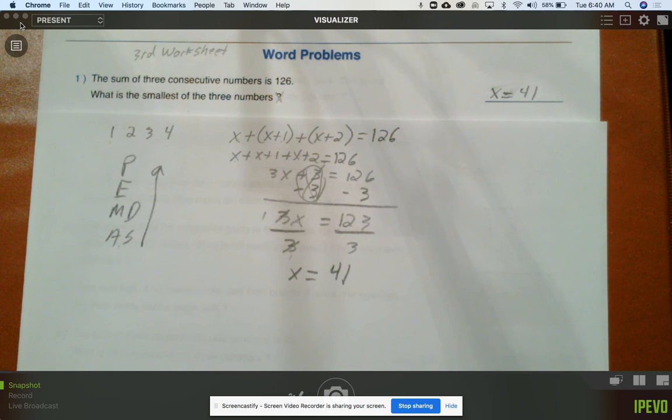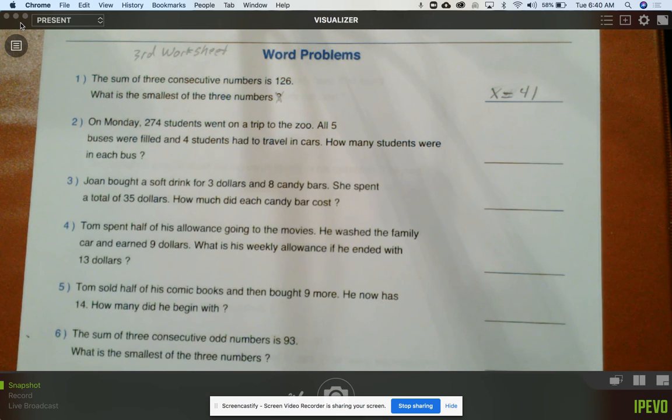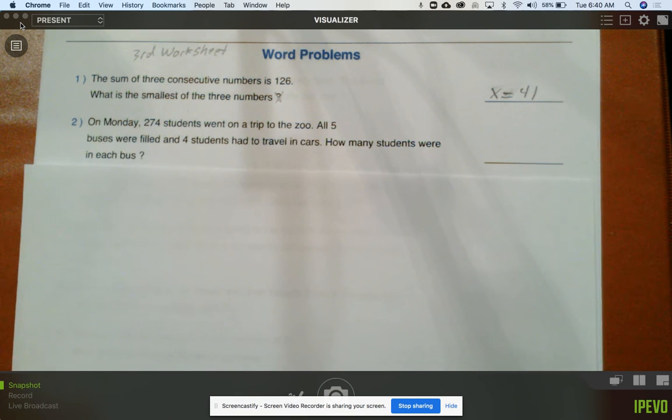Okay, so that's problem 1. Let's look at problem 2. On Monday, these are exactly the same wording, just different order. So this is probably the only one of these worksheets I do, unless you want to have me work one out in particular in class. So here we go.